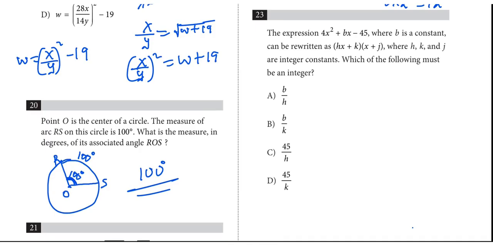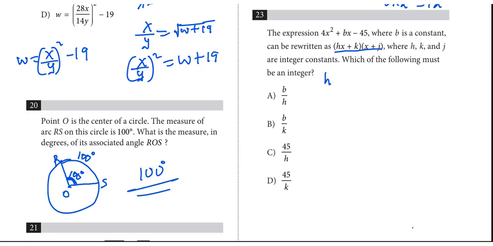The expression x squared plus bx minus 45, where b is a constant, can be written as (hx + k)(x + j), where h, k, and j are integer constants. Which of the following must be an integer? So the first thing we are going to do is to expand this.